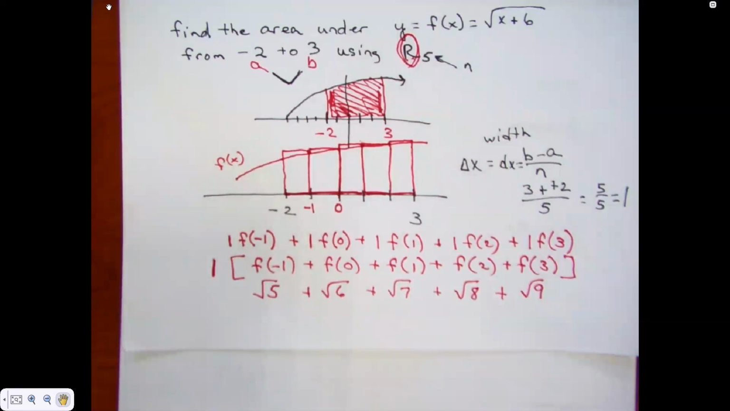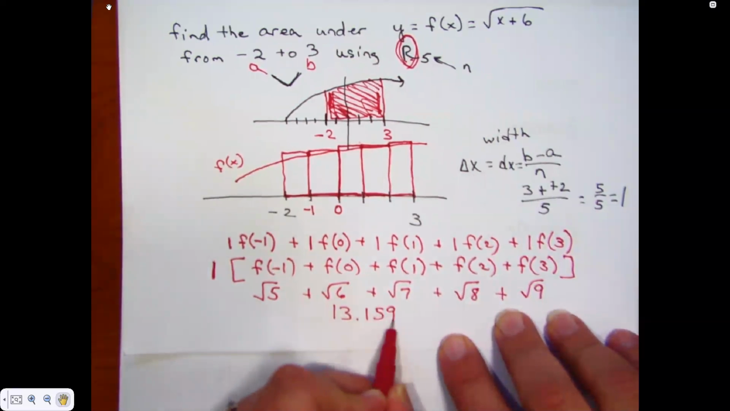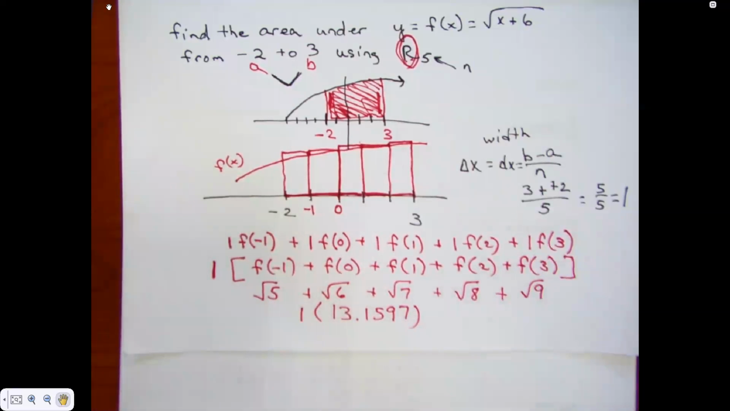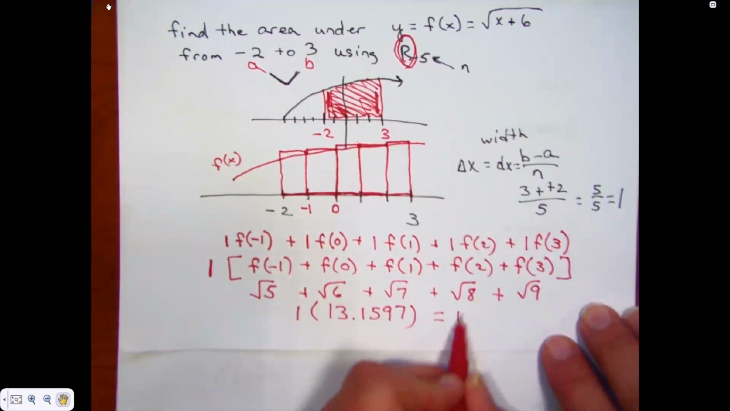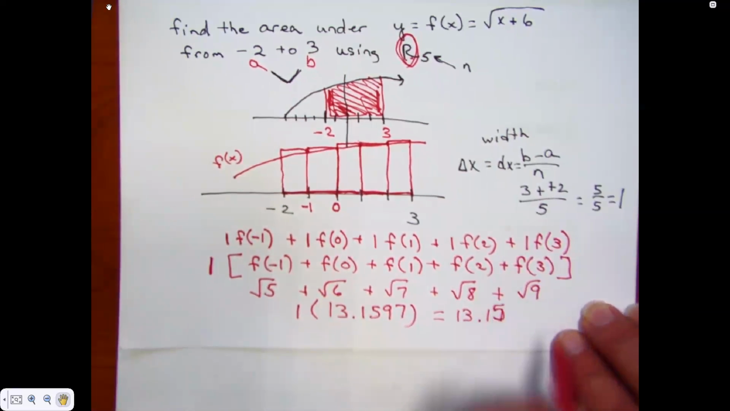So square root of 5 plus square root of 6 plus square root of 7. You get the idea, right? Square root of 8. And then I could just do plus 3 since I know what that one is. And I should get, okay, there it is, 13.1597, technically times 1. Again, you only have to worry about the 1 if it's not a width of 1.